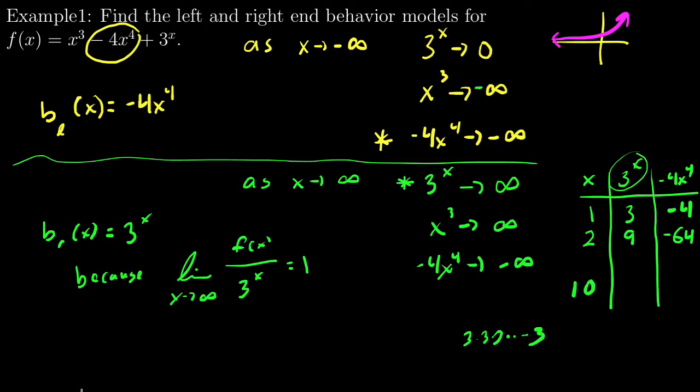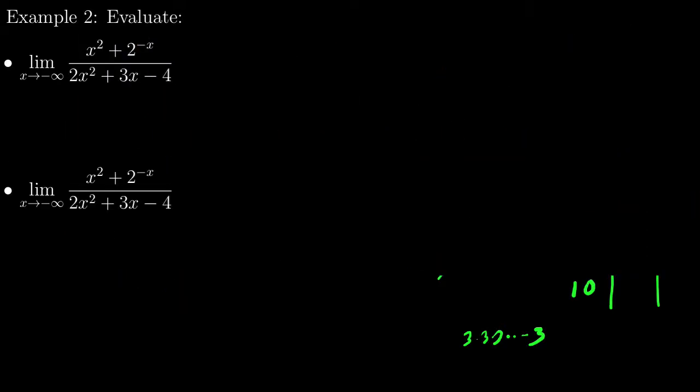Alright, let me fill in the rationale for this one, and then we'll go on to a use for this. So this is because the limit as x approaches negative infinity of f of x over that left end behavior will end up equaling 1. And I showed that graphically earlier. Okay, so why do we care? What's the use for this?